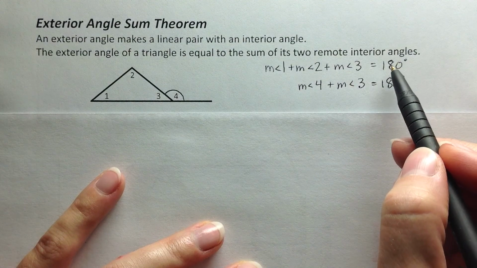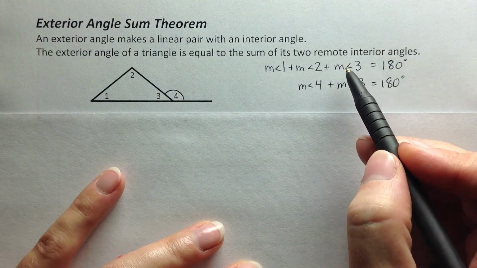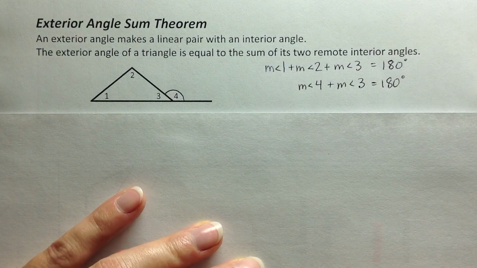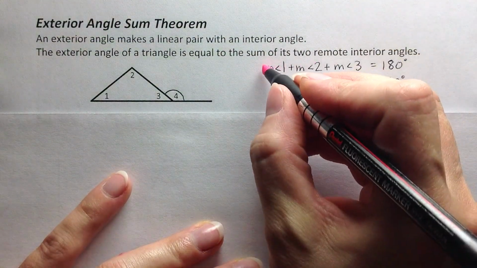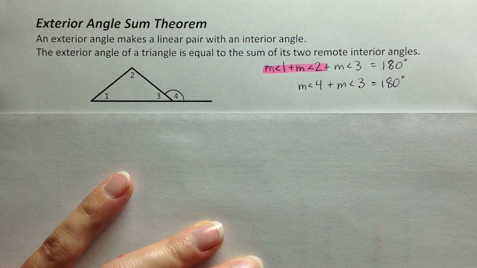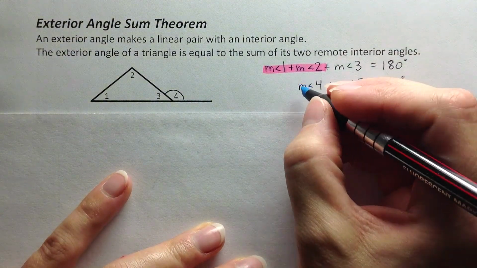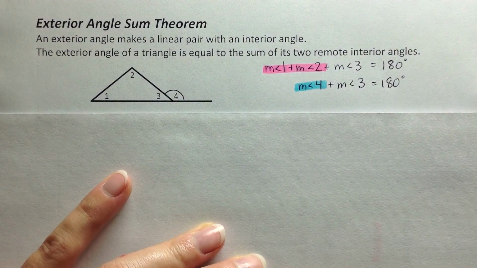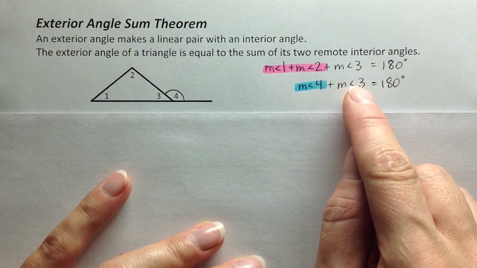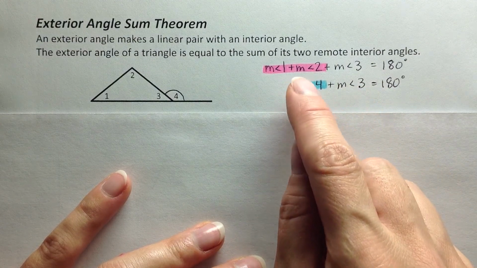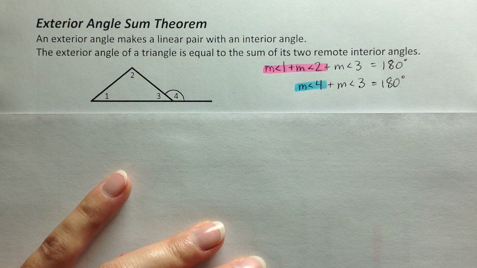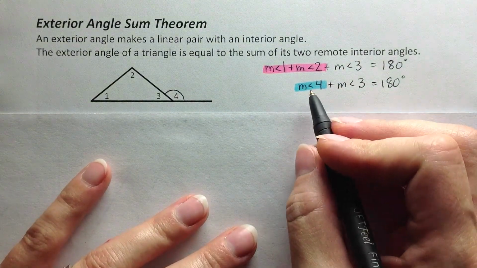The exterior angle sum: the 180s are the same. Here's the equal sign. The angles are lined up. So you might notice that the only thing different between these two is here I've got measurement angle 1 plus measurement angle 2, and here I've got measurement angle 4. And so what that tells me is that something plus angle 3 is 180, something plus angle 3 is 180. So what do I know about these two? I know that they must be the same. And that's actually the exterior angle theorem.